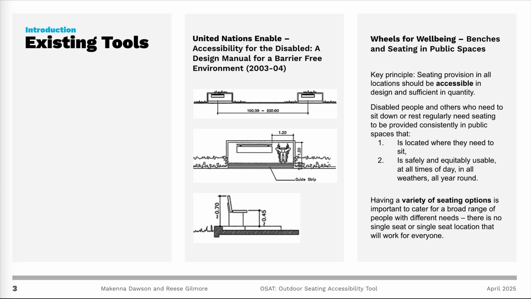Another existing tool that we looked at was by Wheels for Wellbeing, benches and seating in public spaces. Their key principle also focused on accessibility and design, and it required the locations of the seating to be proper and safe and equitable at all times of day and all types of weather. They also focused on having a variety of seating options, as there is no one solution for everyone.